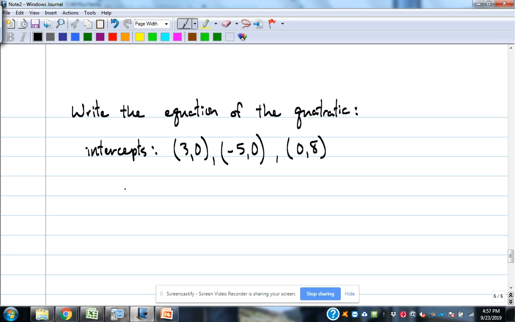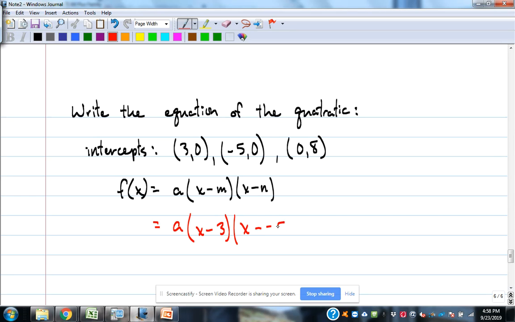So I'm going to start by taking intercept form, a(x minus m)(x minus n), and I'm going to plug in the stuff I know. I don't know what a is, but I know that m is either 3 or -5. So I'm going to do x minus 3. And this one will be x minus -5, but the double negative turns into a plus, right? So we'll start with that.